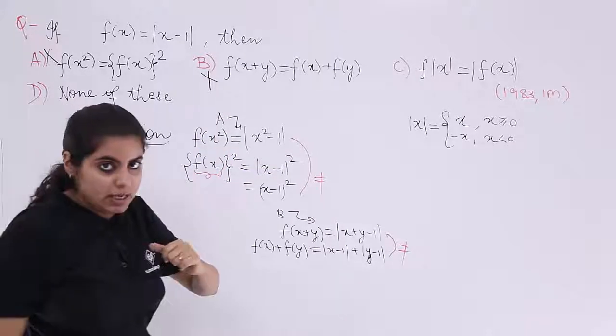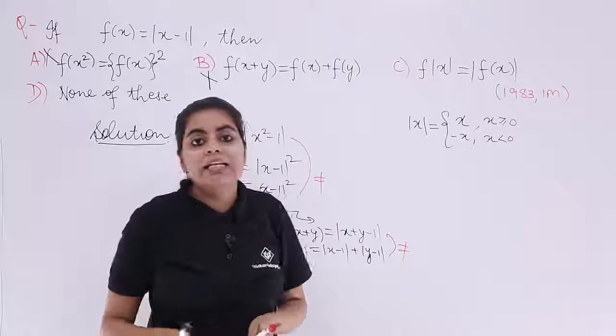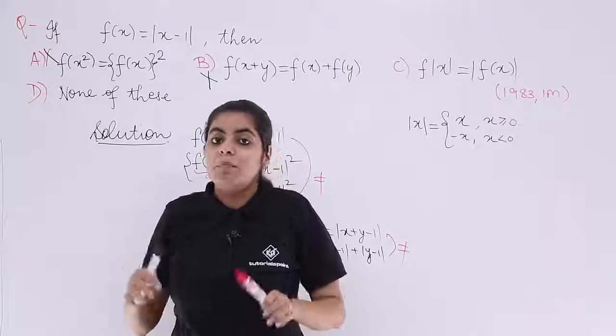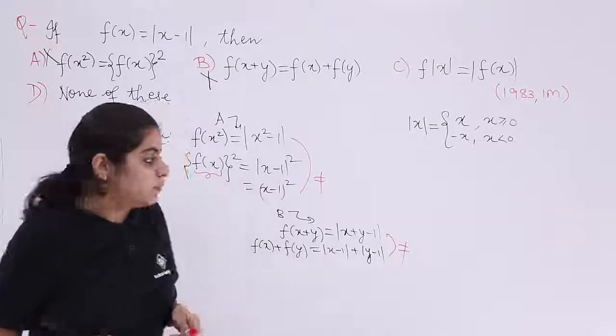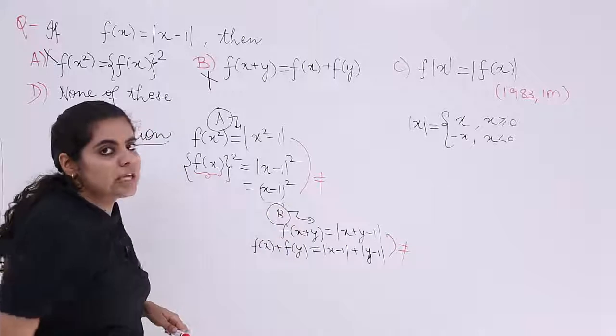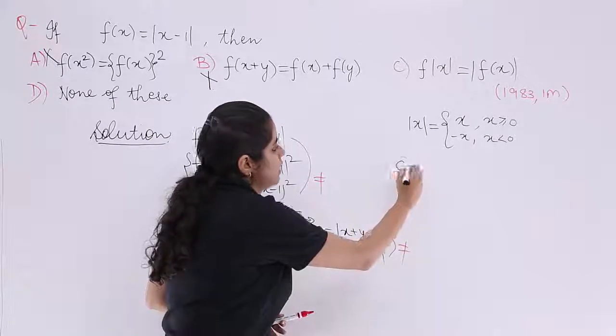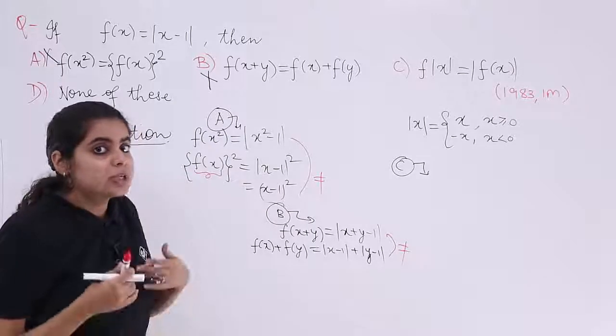If C is correct, then yes, I will tick it as correct, and none of these won't be my answer. But in case C is not correct, D, none of these, will be the answer. So A we already checked, B we already checked. Now the turn of C. Let's check for C.